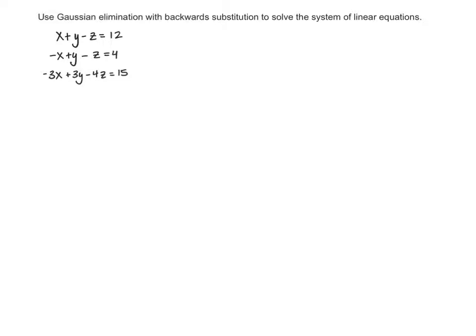Let's consider how to solve this system of 3 equations and 3 variables using Gaussian elimination with backward substitution. The first thing that we need to do is to rewrite this system of linear equations as an augmented matrix. So we want to use the coefficients. So we're going to have 1, 1, -1, and 12. -1, 1, -1, and 4. -3, 3, -4, and 15.